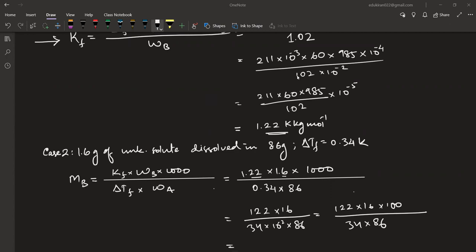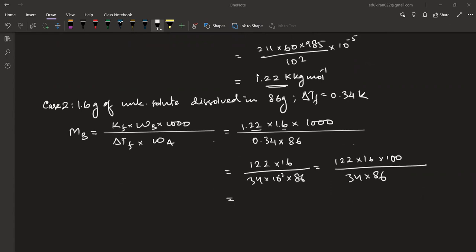It will be a bit larger, no? Recalculate. I think you forgot multiplying by 100. This is 66.75. Saif? Yes, sir, I forgot that. Okay.